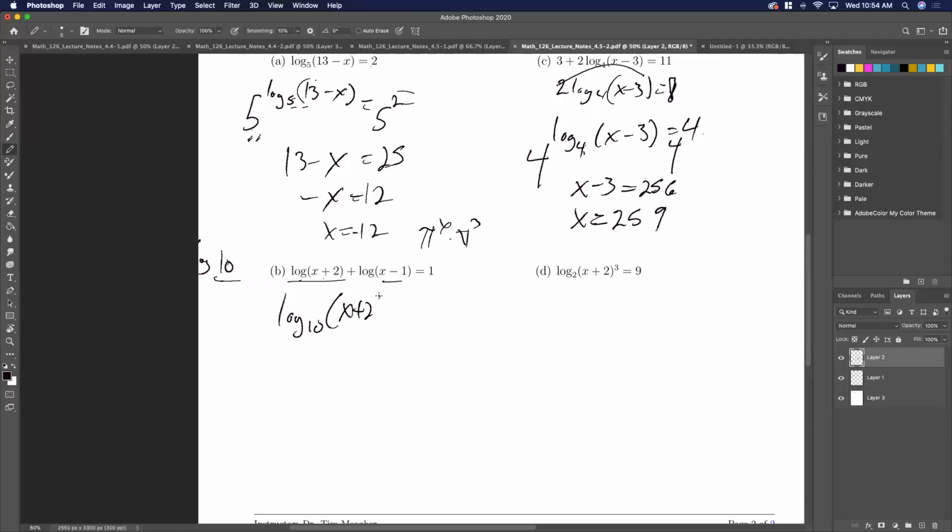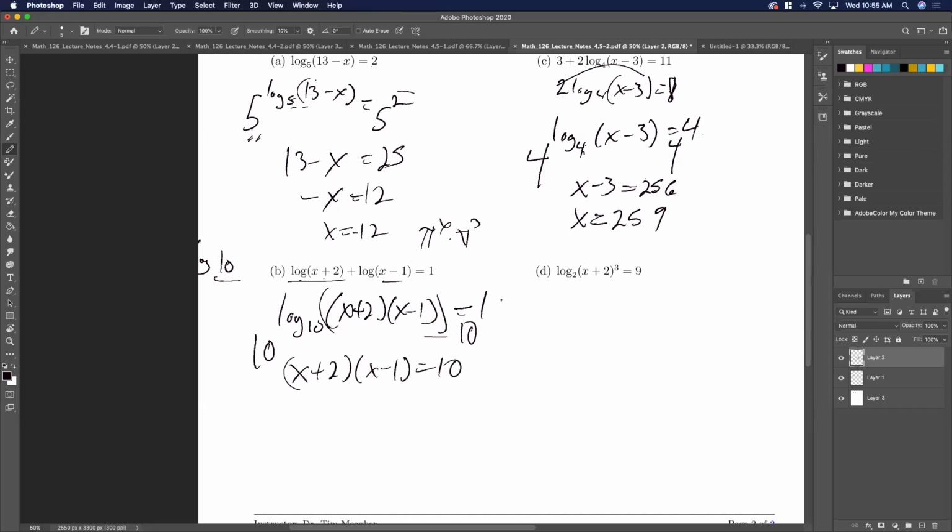So it'd be log of x plus 2 times x minus 1 equals 1. So now I've isolated the log to one side. Here I'm going to exponentiate it by 10, because that's what the base is. So I'm going to get just what's on the inside. So x plus 2 times x minus 1 equals 10. All right, now right here, you're going to be sorely tempted to do something. Don't do it. Legitimately, don't do it.